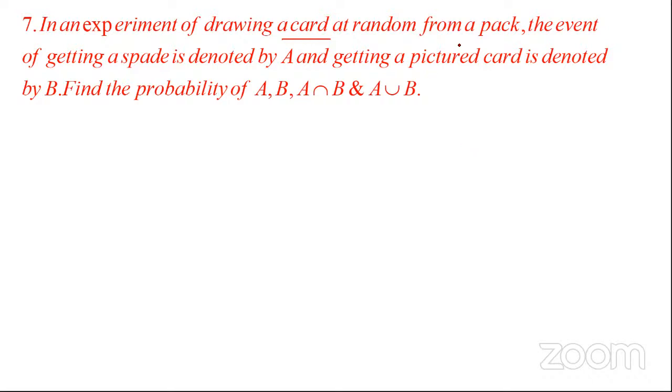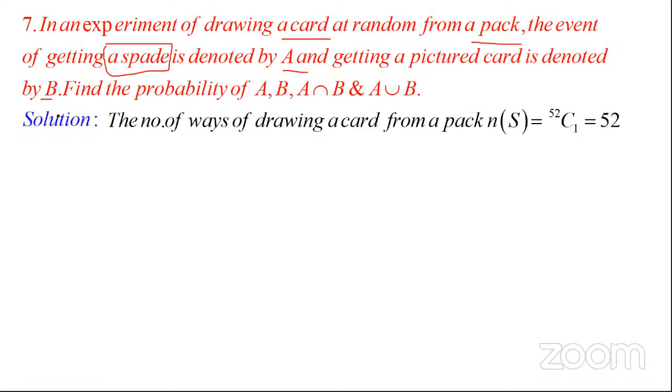So from a pack, the event of getting a spade is A. If I get a spade card, that is the event A. If I get a picture card, that is B. That is given. So now the solution for this one. Before that, we need to know how many cards are in the pack.